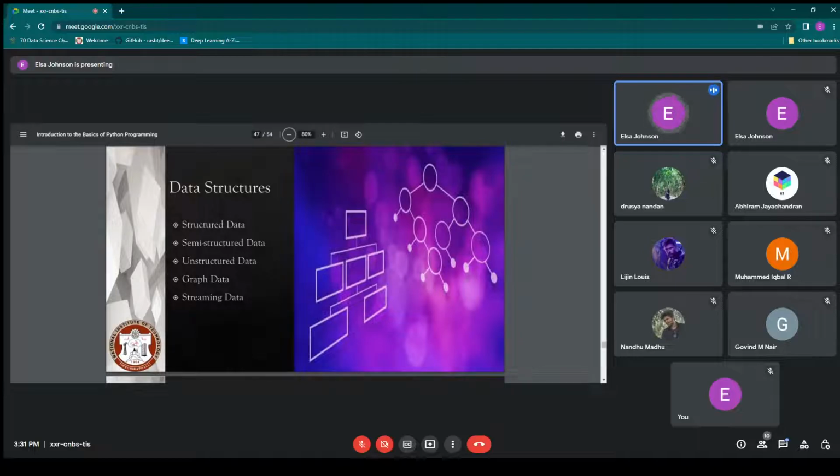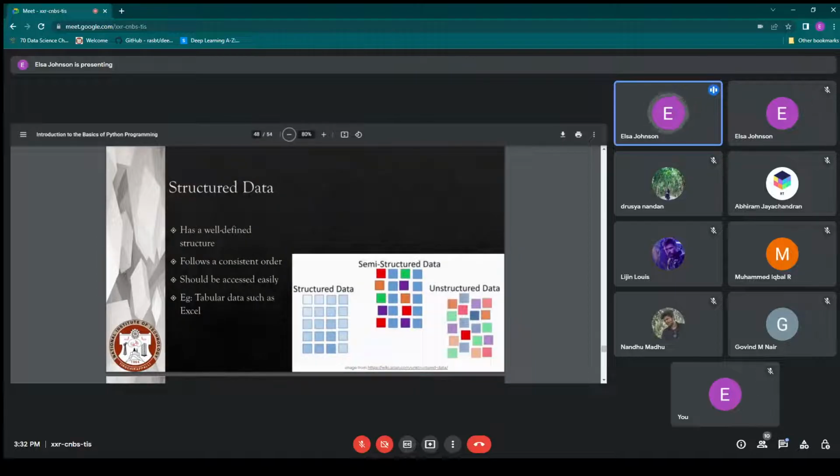Now, we have just looked at the different types of data. Now we'll look at how data are structured. Data structures are divided as structured data, semi-structured, unstructured, graph data, and streaming data. You need to know the different types of data and their structures before you do any analysis. The first one is structured data, which means there is a well-defined structure and a consistent order. In this figure, you can see that I'm pointing my cursor at this particular block.